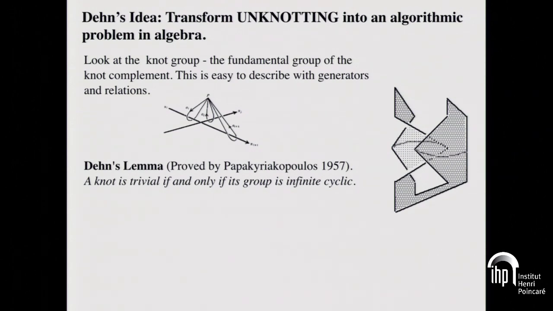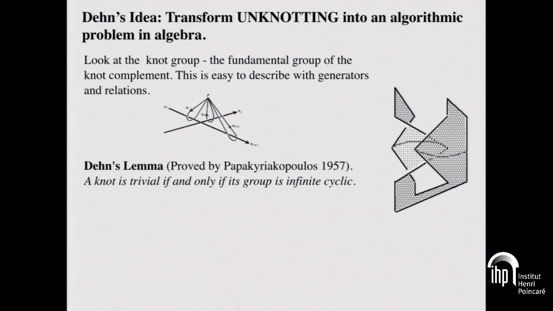So Dehn's idea was, let's look at the fundamental group of the knot complement, the knot group, which is a certain group. And there was already known a simple way to describe this group. Wirtinger had described what's known as the Wirtinger representation. So given a knot or knot diagram, you could produce a certain presentation for a group. And Dehn's idea was to check whether that group is infinite cyclic.